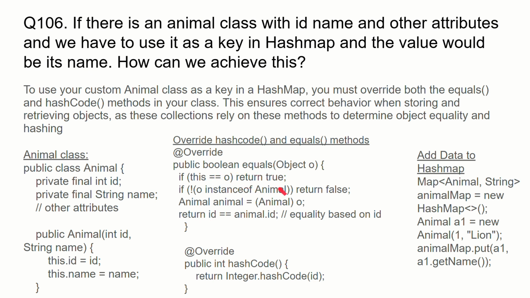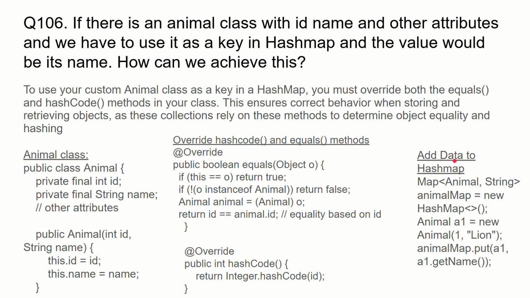Then if these two conditions are not met, we store the object received as a parameter in the equals method as an Animal object by typecasting it, and we return on the basis of id: return id equal to animal dot id. So it will be checking equality on the basis of id. Similarly, we are overriding the hashcode method and returning Integer.hashCode, passing id, because we are comparing on the basis of id. So the hashcode should also return the id only.